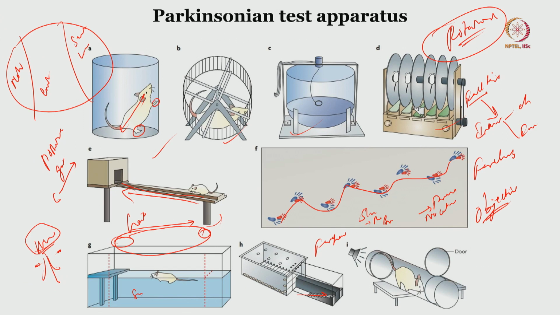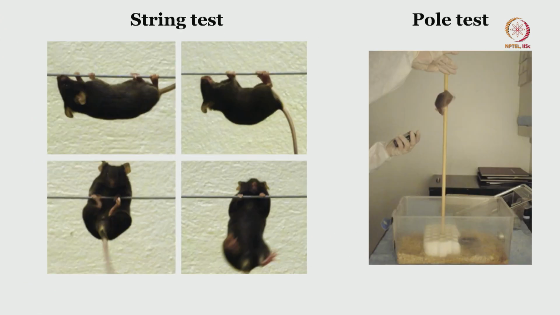Alright, so these are the various test apparatus that are available, and there are some simple tests that you can include to look at the manifestation and easily come to a conclusion whether the rodent has manifested Parkinsonism. So, one such test is the string test, where the rat has to grab the string and balance itself, and then you can assess by the time taken for it to fall. The normal rat of course can balance well, but the Parkinsonian rat falls earlier.